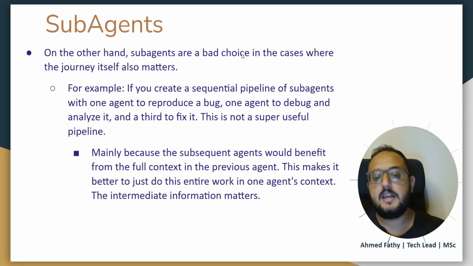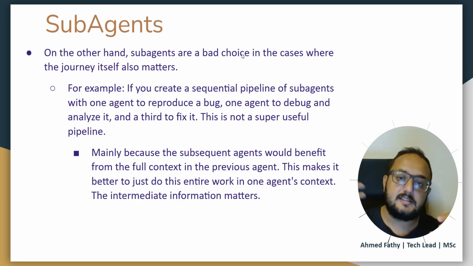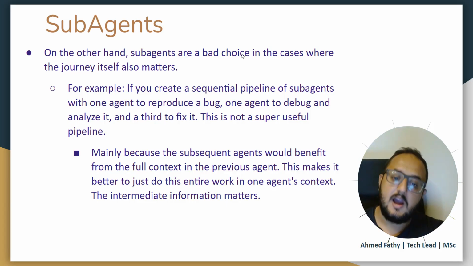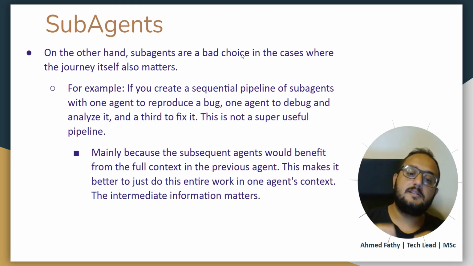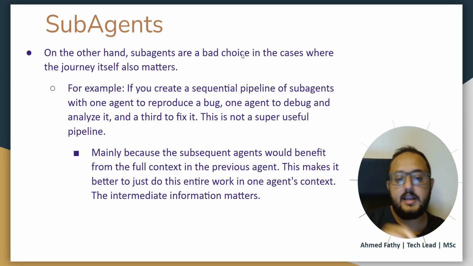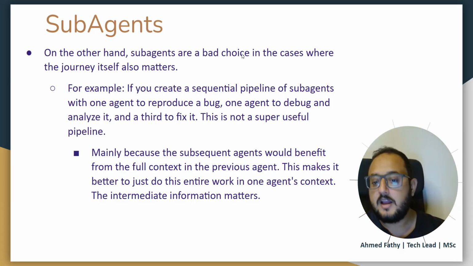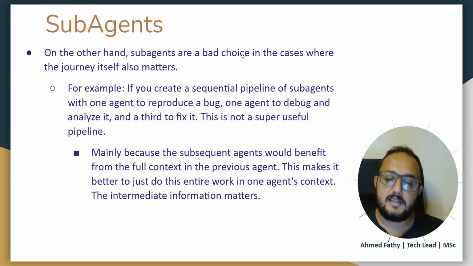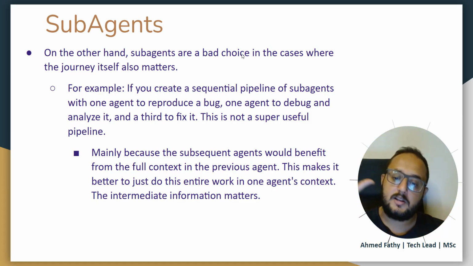On the other hand, sub-agents are bad choices in cases where the journey itself also matters, where the reasoning steps also matter for later steps. For example, if you have a sequential pipeline of sub-agents with one agent to reproduce a bug, another agent to debug and analyze the bug, and a third agent to fix the bug, this is not a super useful pipeline actually. This is because the subsequent agents would benefit from the full context in the previous agents. This makes it better to just do this entire work in one agent context.